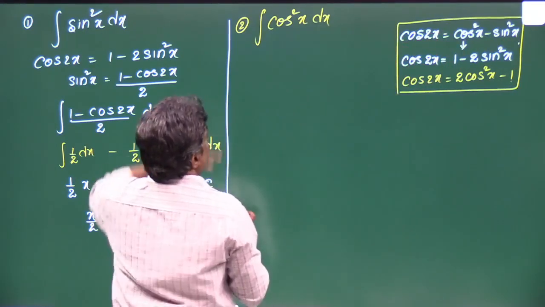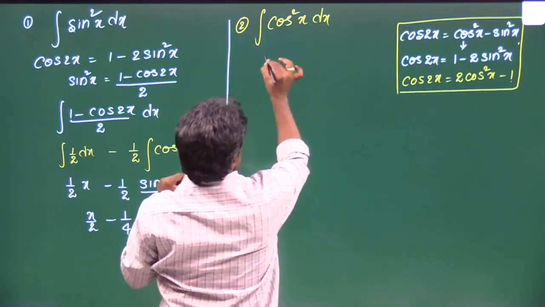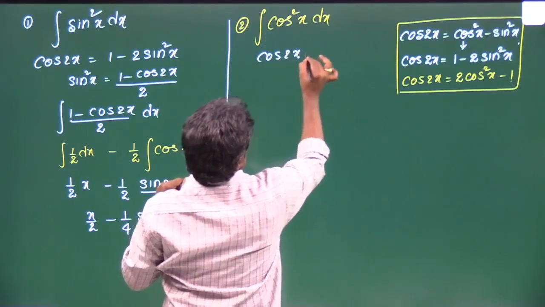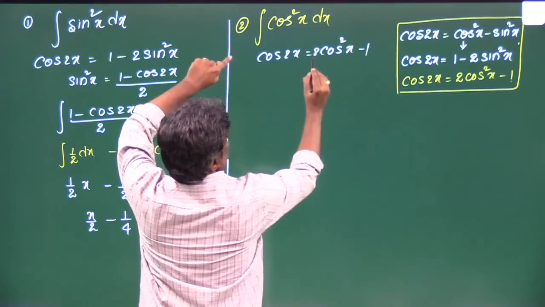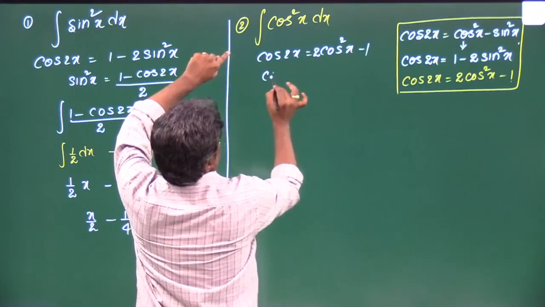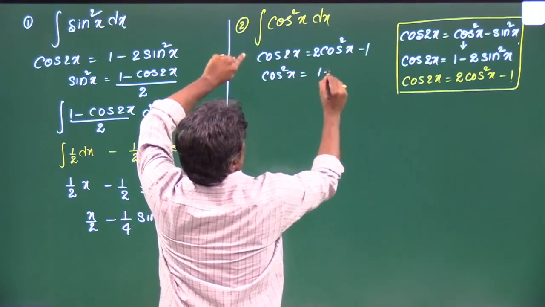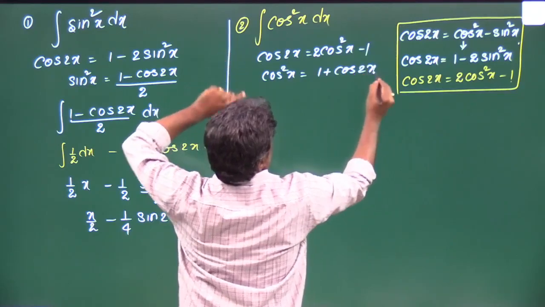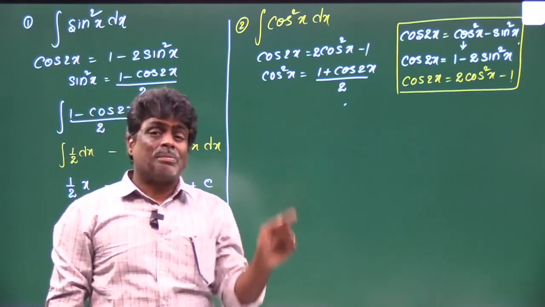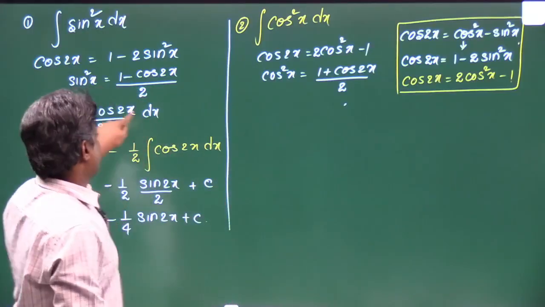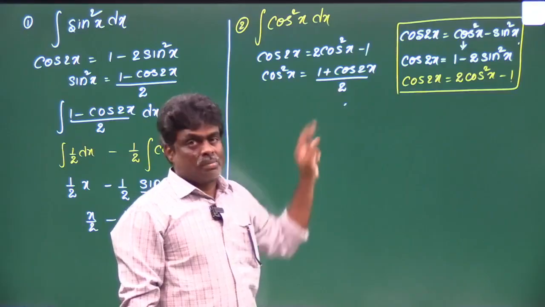Trigonometric relations. So that's why we can write cos 2x equal to 2 cos square x minus 1. So finally cos square x is equal to, you can bring this 1 to this side, 1 plus cos 2x by 2. Whenever you have sine square x, replace it with 1 minus cos 2x by 2, and cos square x is 1 plus cos 2x by 2.